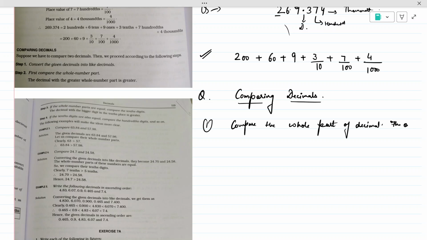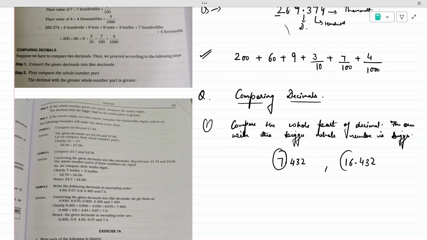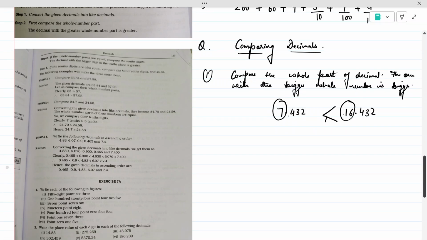The one with the bigger whole number is bigger. What does that mean? I have 7.432. I have 16.432. If we have to compare these two, first, we are going to compare the whole part. We know 16 is greater than 7. So this means this number will be greater. So same thing we have written here. First of all, we have to compare the whole part of it.